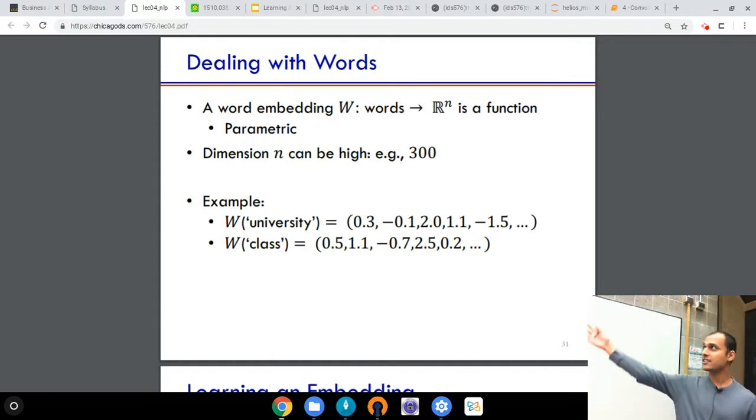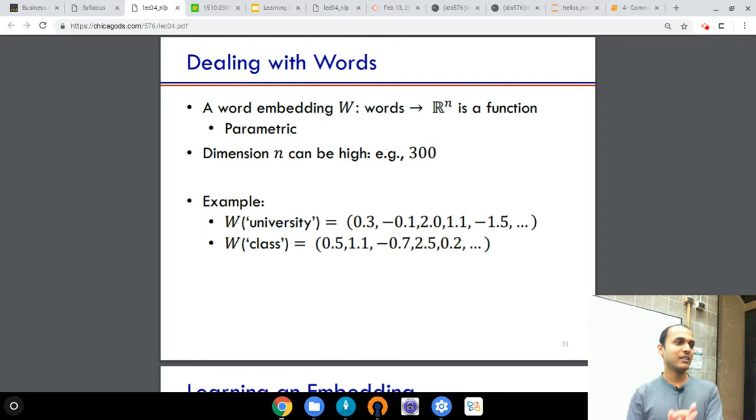The dimension that you decide is arbitrary. Like here, I've picked the dimension 300. If you think of a bag of words representation, if you have a vocabulary size of 50,000, then you'll have to have a 50,000-dimensional vector, where a certain coordinate is going to be 1 if the word is present, for example. So immediately you've gotten a reduction in the dimensionality of vector representations of words. Here are some examples: if you use university, there's some vector. If you use class, there's some other vector.